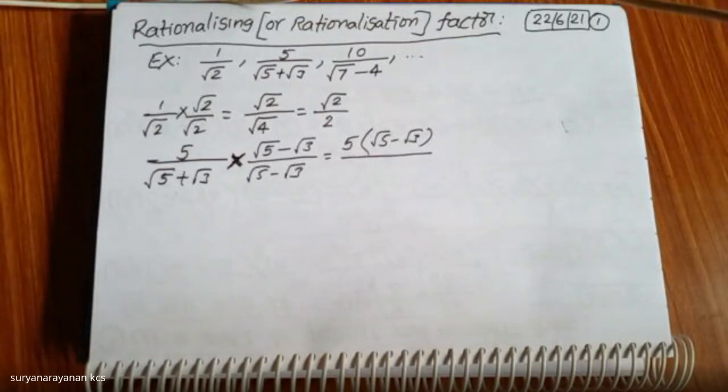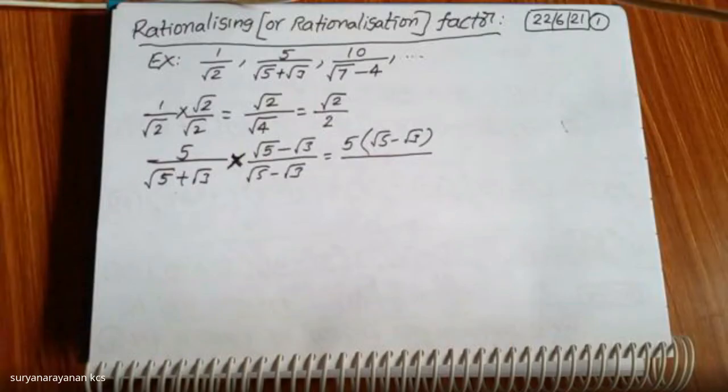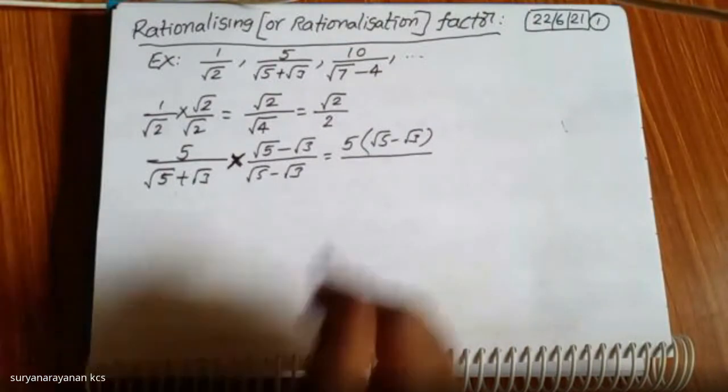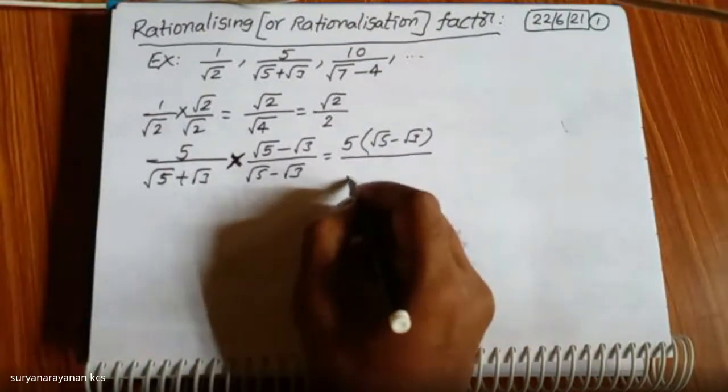What is the algebraic identity? (a + b)(a - b). Can anyone tell? Sir, a square minus b square. Yes, my dear Bibina, a square minus b square. So what is a here?